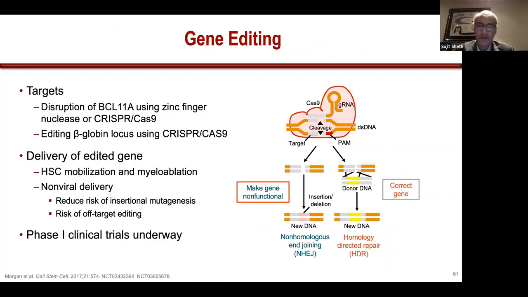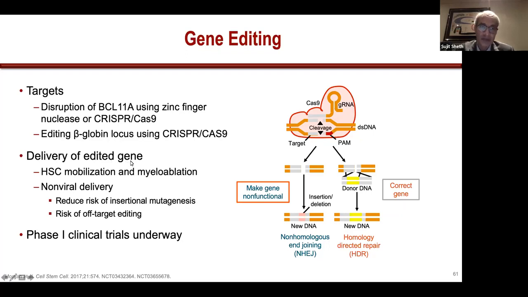Gene editing is performed the same way. You harvest stem cells, you send them to the lab, and then you can either disrupt BCL11A using zinc finger nucleases or using CRISPR-Cas9. And these are the two different ways of doing this. Or you can edit the beta globin gene, the beta globin locus itself, using CRISPR-Cas9. And so these are the two approaches. The first approach is in clinical trials, whereas this one is still a little bit farther away from clinical trials.